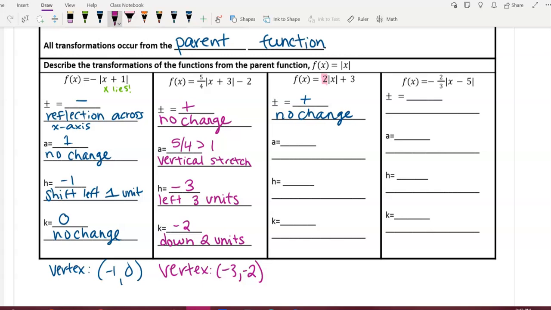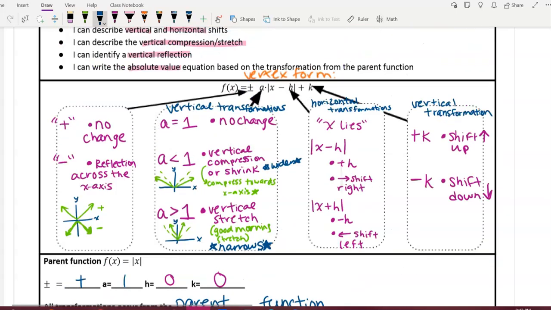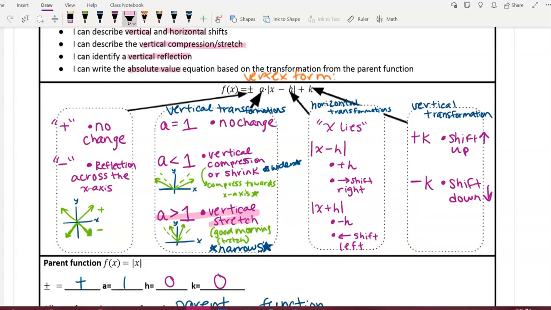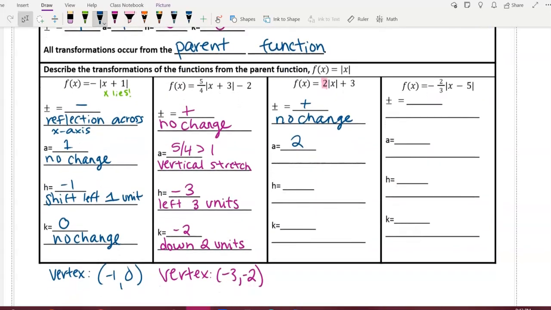Okay, so our a value here is 2. And when the number is greater than 1, we have a vertical stretch. So the graph is getting narrower. But the term we will use on all of the tests and quizzes is vertical stretch. So please use the correct vocabulary so that you have an understanding.